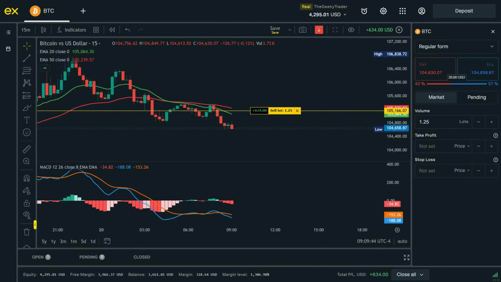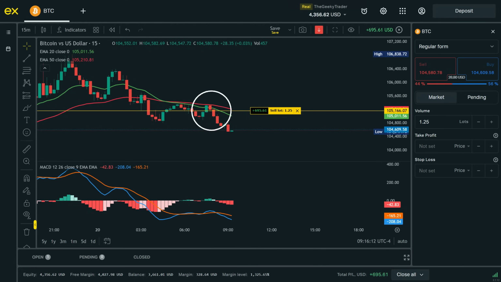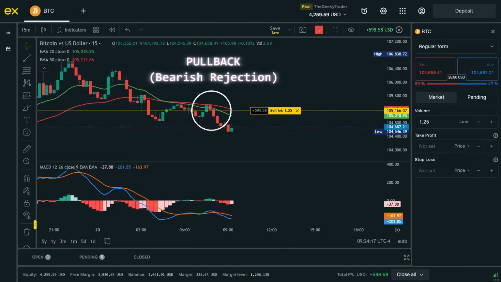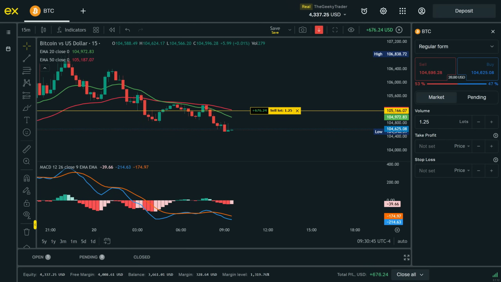As I mentioned earlier, the 50 EMA, that's our red line, acts as a powerful dynamic support or resistance level, depending on how the price is behaving. It's not just a static line, it moves with the market and gives us real-time insight into trend direction and strength. In this trade, we saw a perfect example of that. The price made a pullback right to the 50 EMA and gave us a clear bearish rejection, a strong sign that sellers were still in control. That gave me the confidence to hold the position even as the market fluctuated.